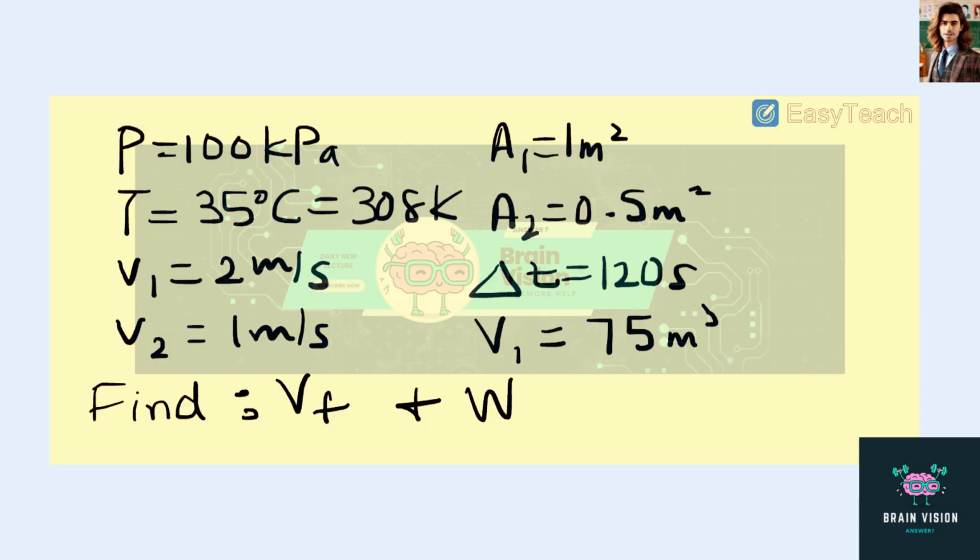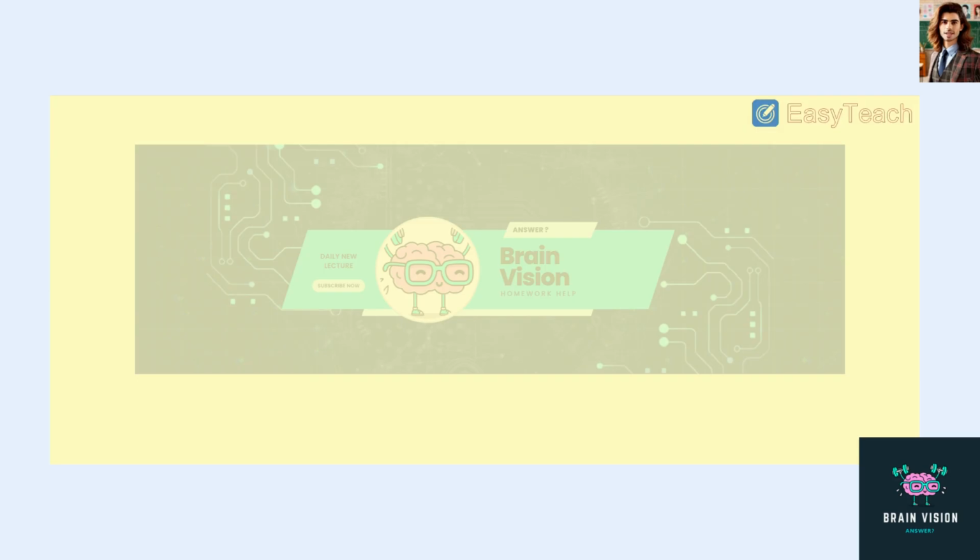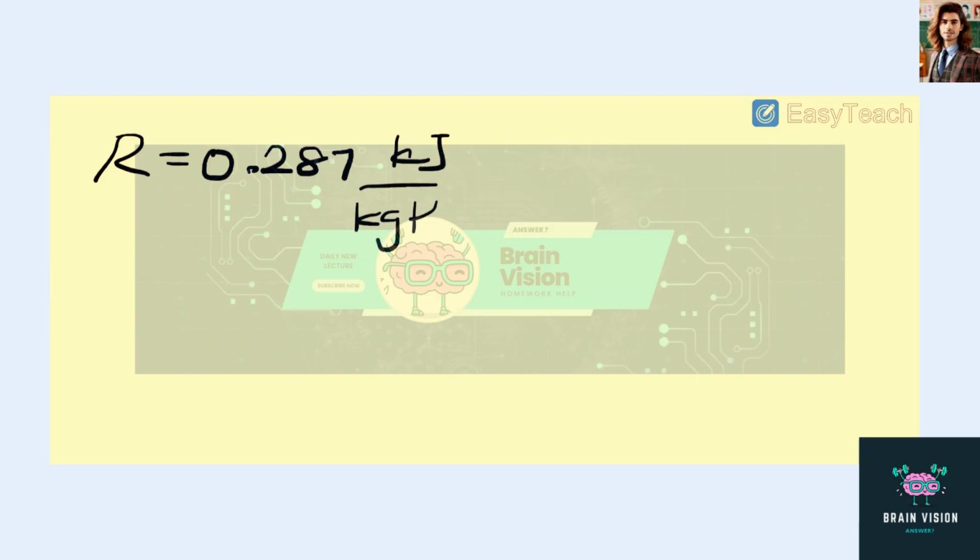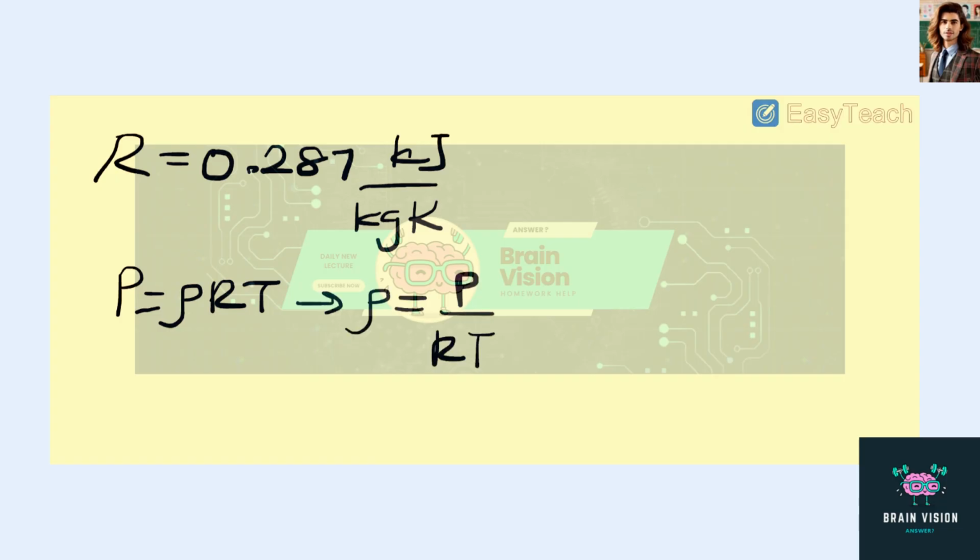So what we're going to do first is go to our table and find our air gas constant. So we'll find that R is equal to 0.287 kilojoules per kilogram Kelvin. And by using the ideal gas law, which is P equals rho RT, we can actually solve for the density of this air by solving for rho. So therefore rho is going to equal P over RT. And plugging in for these quantities, we'll find that the density of our air is equal to 1.1313 kilograms per meter cubed.